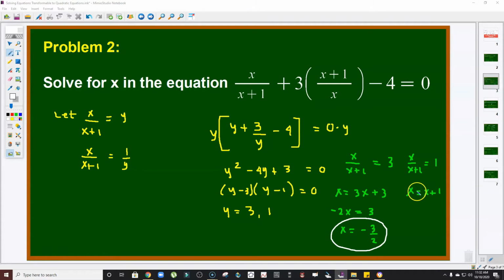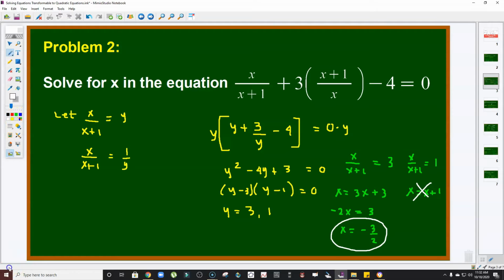This is not true. Because, makakancel yan, what will be left here is 0 equals 1, which is not true. So therefore, we have to reject this. Okay, we have to reject that. So therefore, in this problem, there's only one solution, and that is x equals negative 3/2.